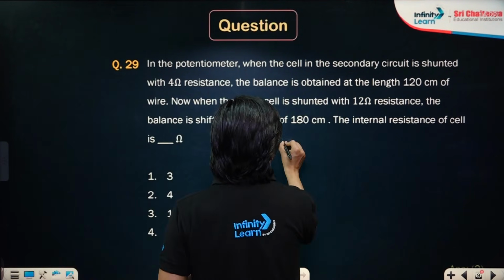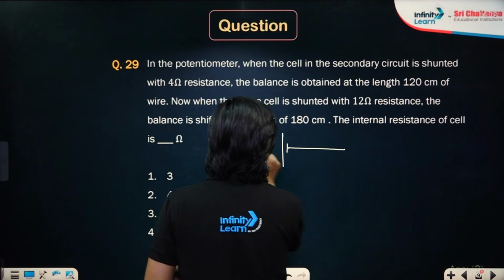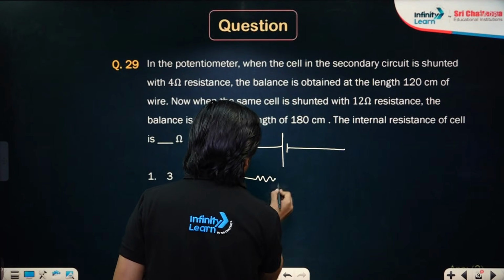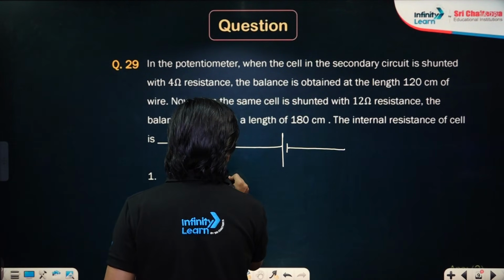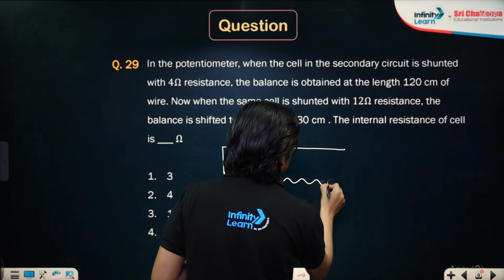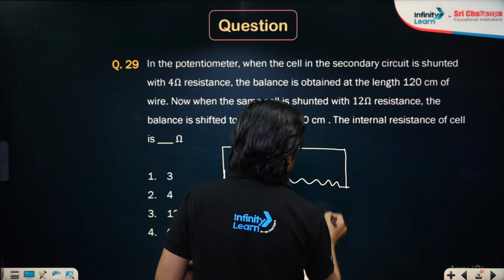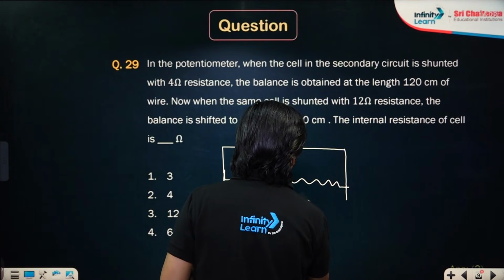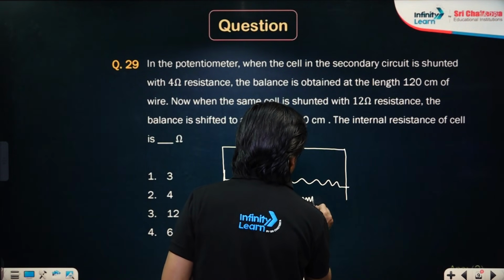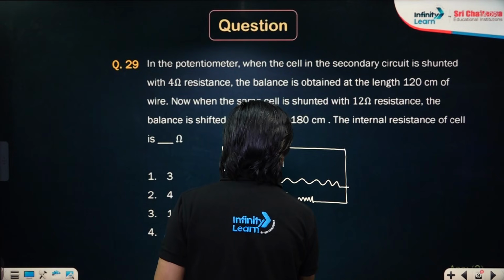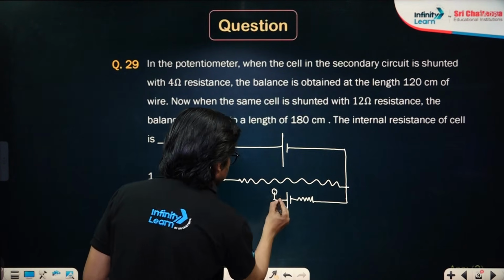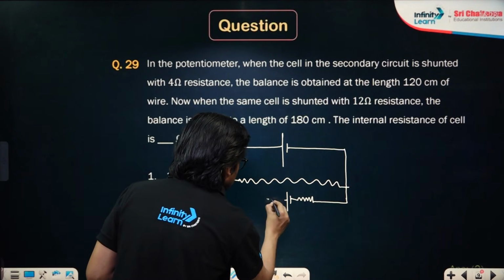So if you draw the circuit of a potentiometer, there is a wire connected, a resistance connected here, a resistor connected here. There is the secondary one. In the secondary cell, there can be a battery. The battery can have an internal resistance. There is a galvanometer connected, acting as an ammeter actually.